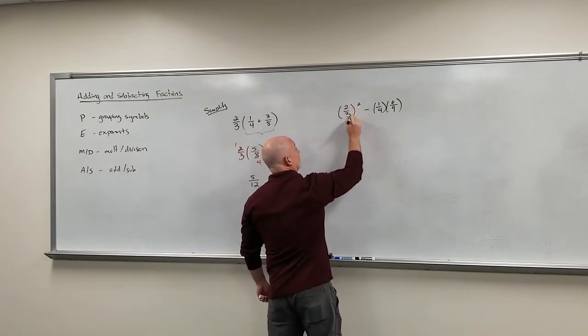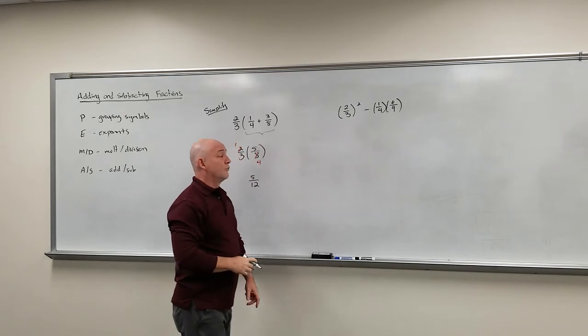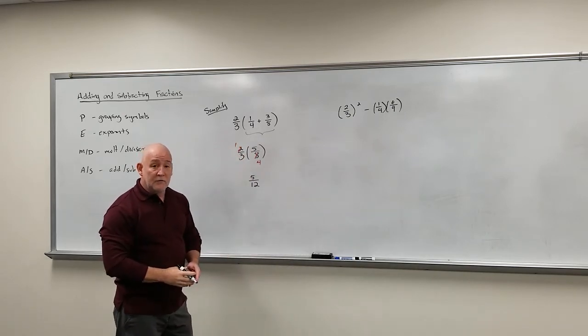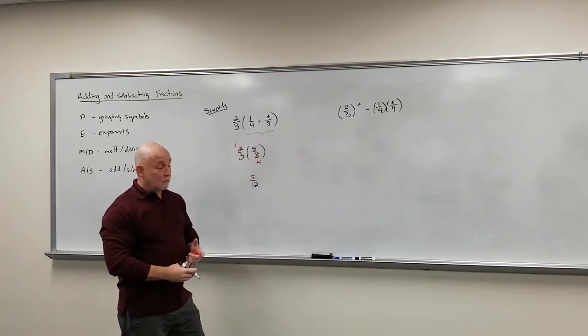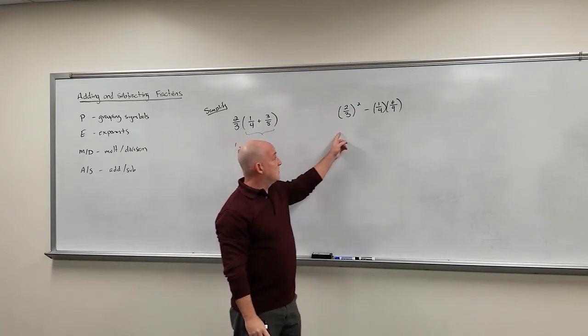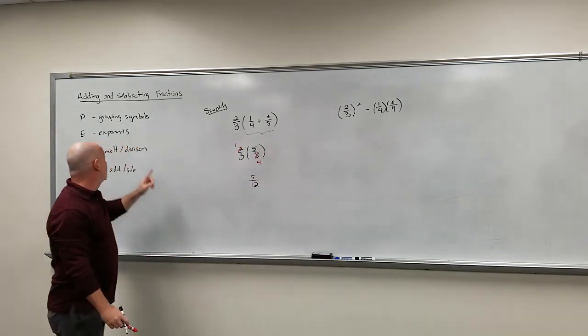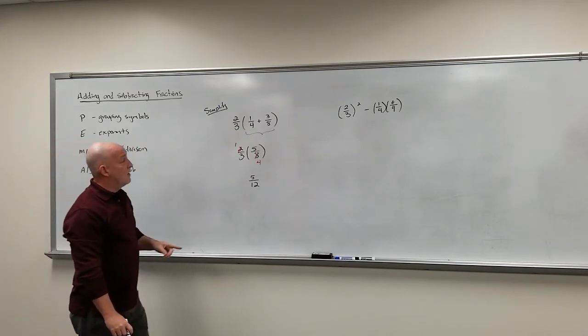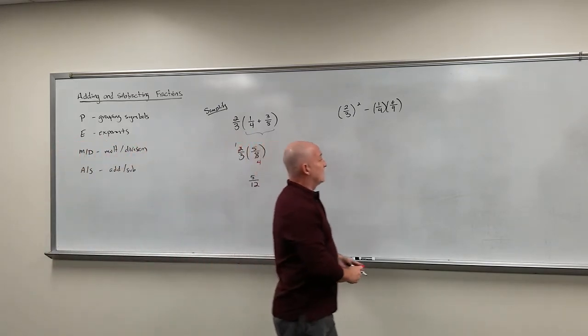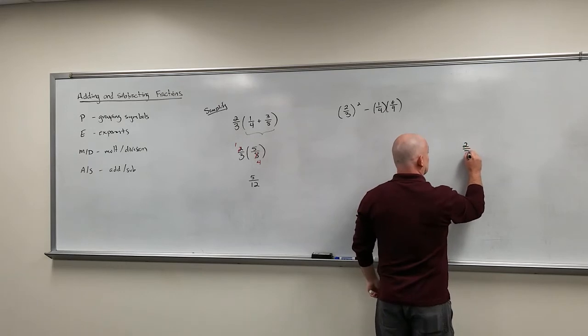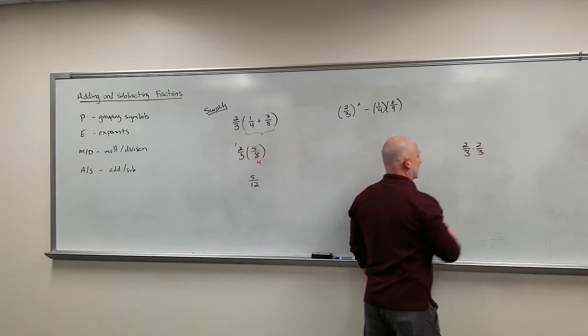According to our order of operations, the first thing we want to do is any grouping symbols. Now, even though we have a lot of parentheses up there, there aren't any grouping symbols because there's no operations inside any of the parentheses. So let's go down. The next thing we want to try is exponents. So we do have an exponent. So that's going to be 2/3 times 2/3.